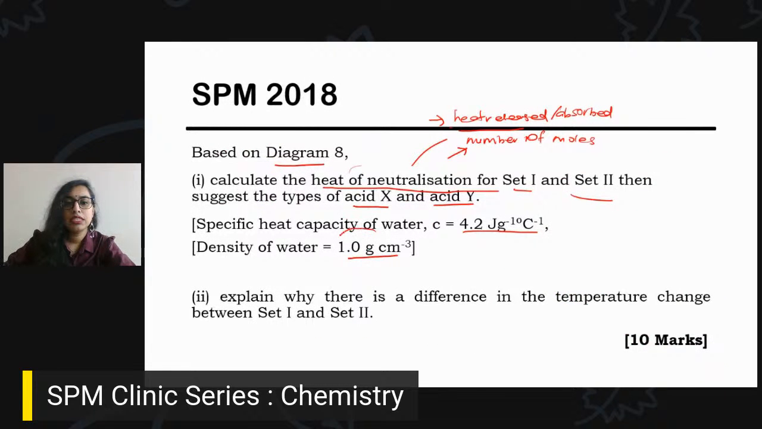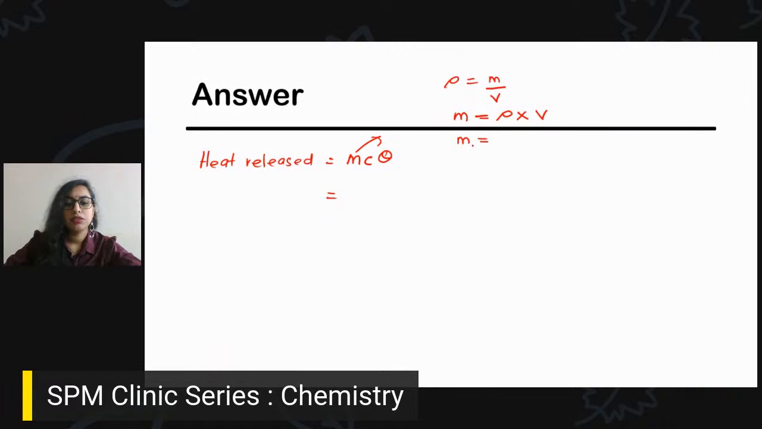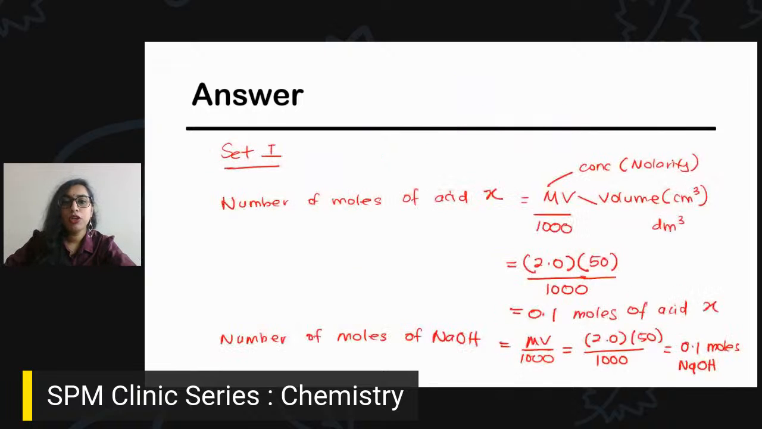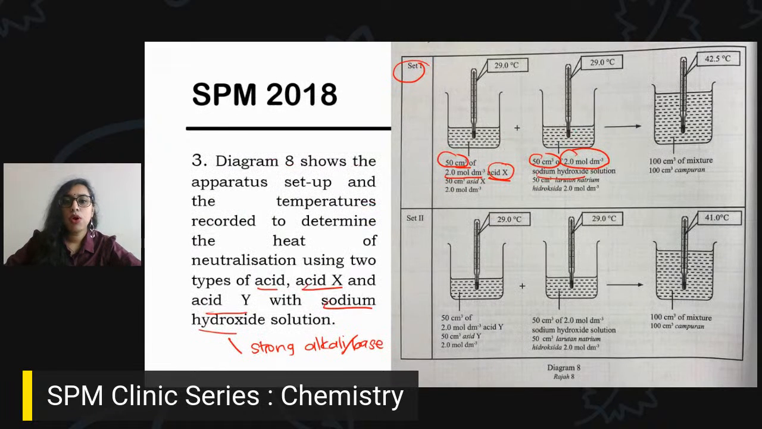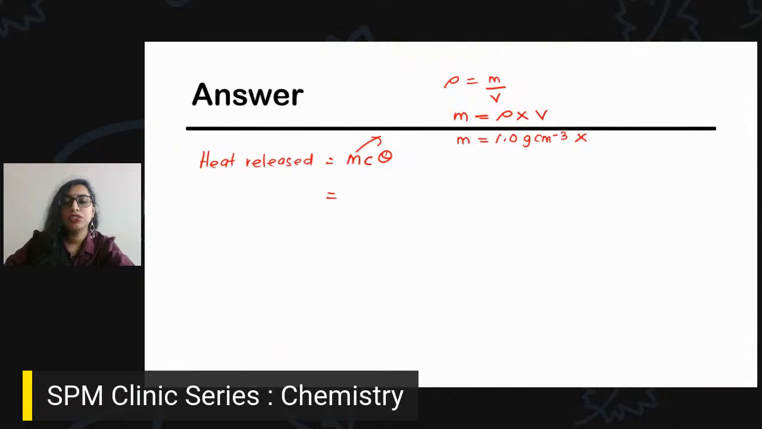They have given the density is 1.0 gram per centimeter cubed. So 1.0 gram centimeter negative 3 times the volume of it. The volume of it is 50 plus 50 because it's a mixture. So you take this and mix it with this, you will get this. So 50 plus 50, you will get 100.